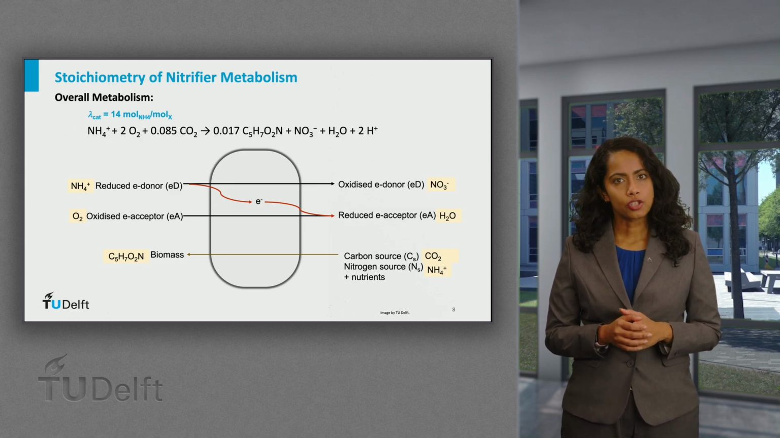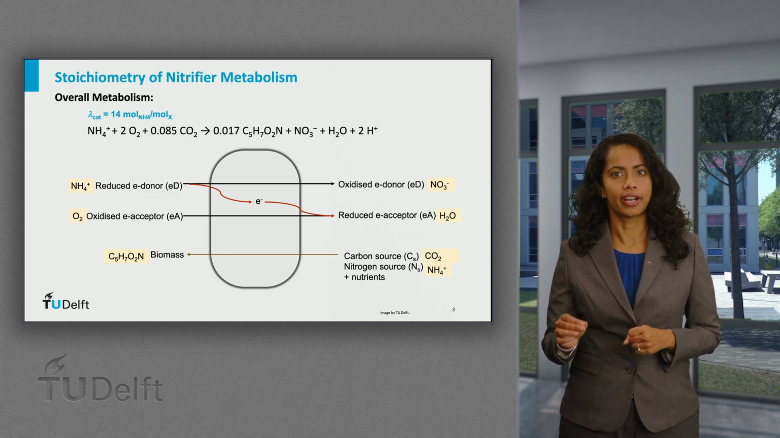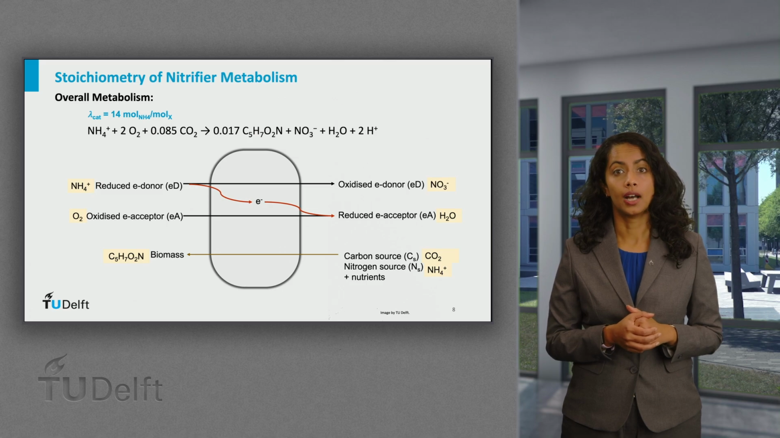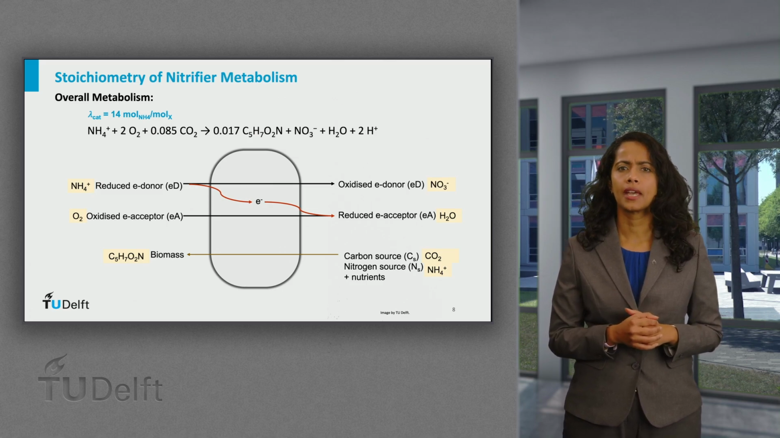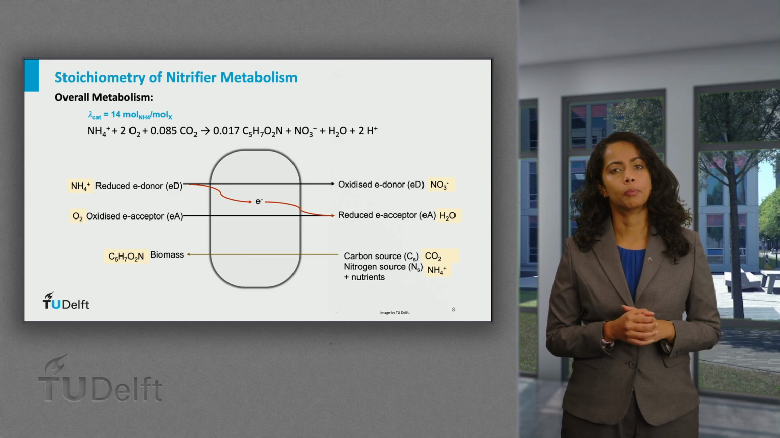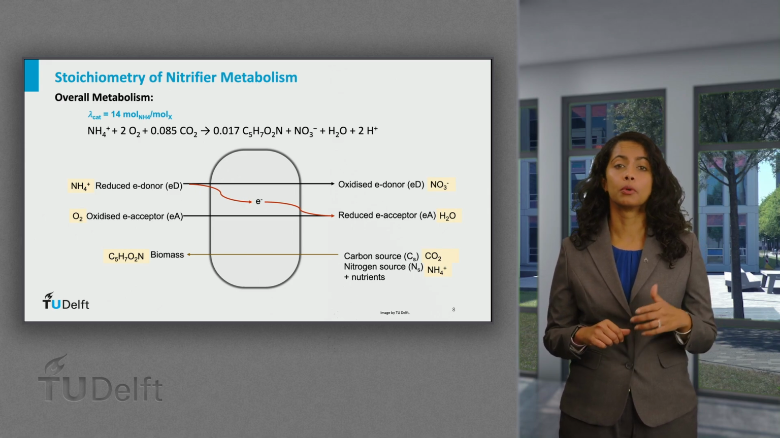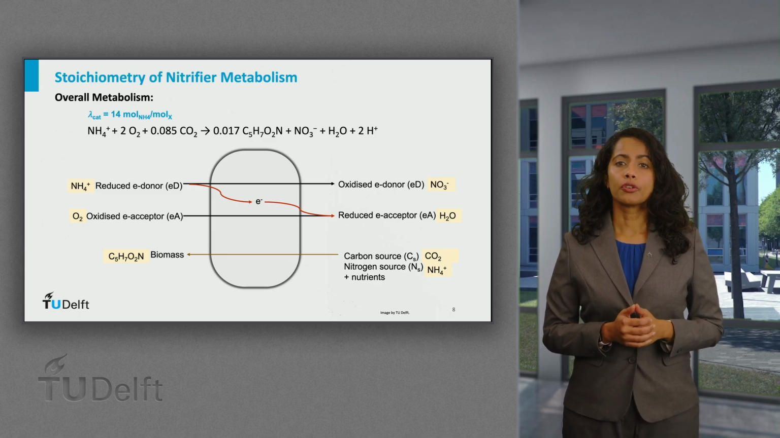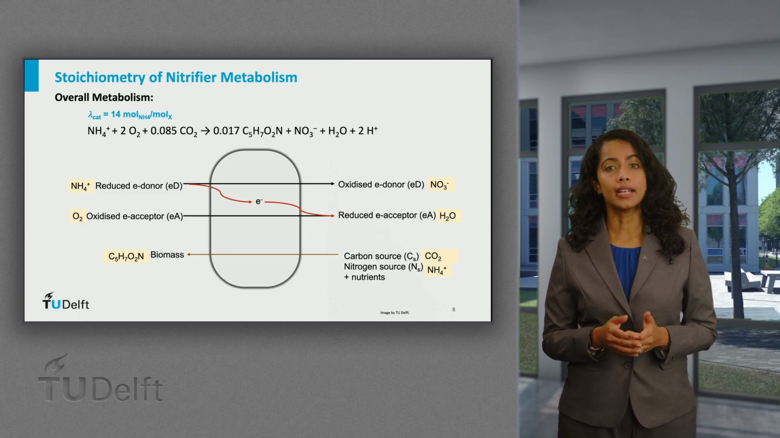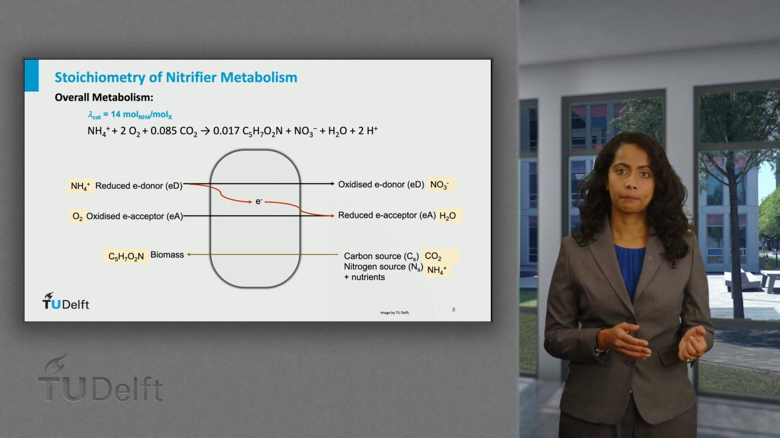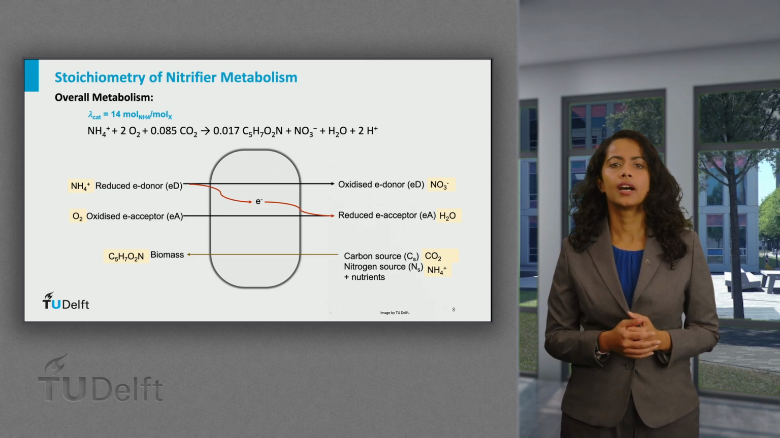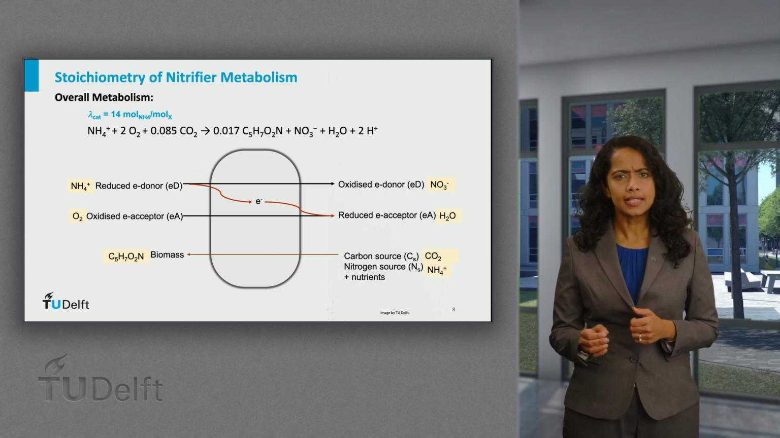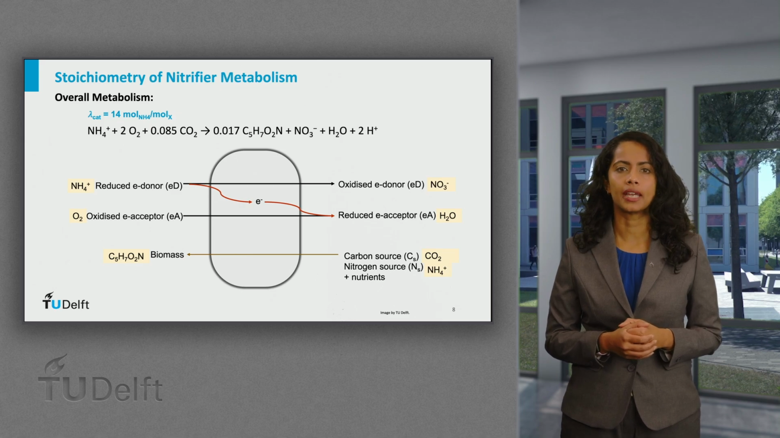And for biomass formation, 0.085 moles of carbon dioxide is required as the carbon source, along with a small amount of ammonia as the nitrogen source. So ammonia plays a dual role. It's both the electron donor and the nitrogen source. This stoichiometric equation gives us a good understanding of how much ammonia, oxygen, and bicarbonate are needed to produce a certain amount of biomass. A key insight when designing and scaling up a bioprocess.